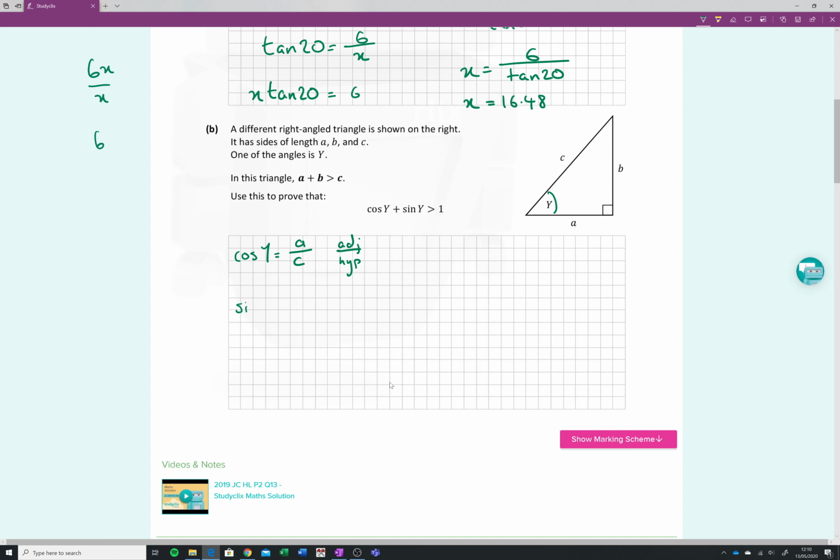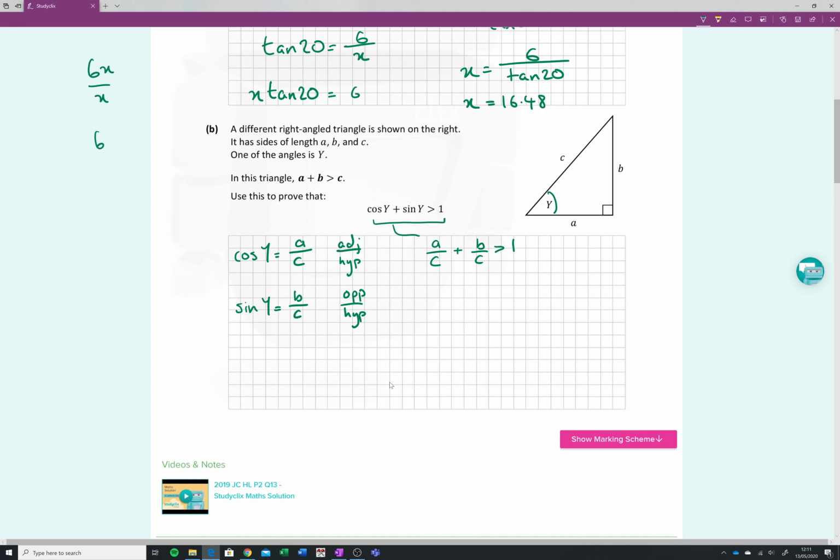And we should, I suppose, get what sine y is. It's not even clear to me at the beginning how this is going to work out, but you have to be willing to take some steps to find out. So sine is the opposite over the hypotenuse. Opposite is b, and the hypotenuse is still c. So if we take this line here, we have that cos y plus sine y is greater than 1. What we can now say is that that's the same as saying that a over c plus b over c is greater than 1.